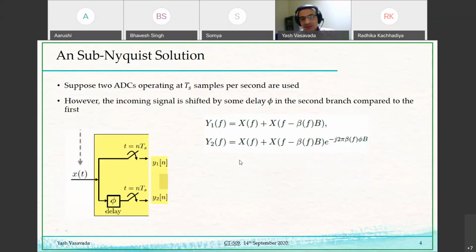For the second branch now, the same aliasing is going to happen, except because of this delay, there is going to be a phase shift in the frequency domain. And that phase shift, remember we have said earlier, is going to be proportional to the frequency difference. And the frequency difference is exactly this beta of f times B. Remember, beta of f is just an integer, which defines which particular band the second signal is residing in. And so now we have the same aliasing operation going on, except the second term, which has come and sit on top of our unaliased term, is having this frequency offset component added to it. So this is their main idea.